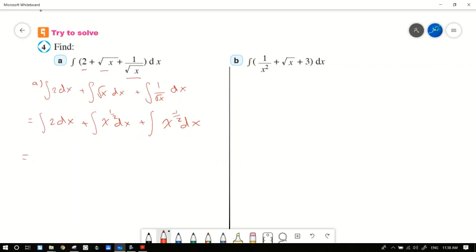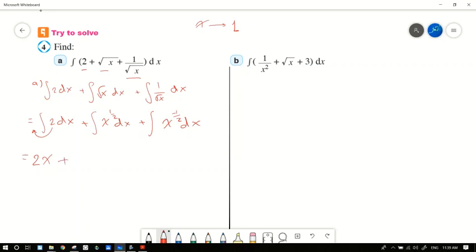2 is a constant, so I can write it outside the integration, so it can be 2, and here instead of 2 will be 1. The integration of 1 is x. As you know that x, its derivative is 1, so 1, its antiderivative is x.